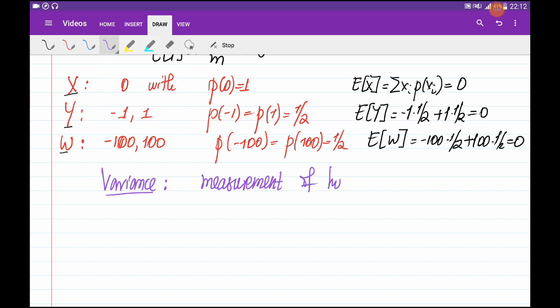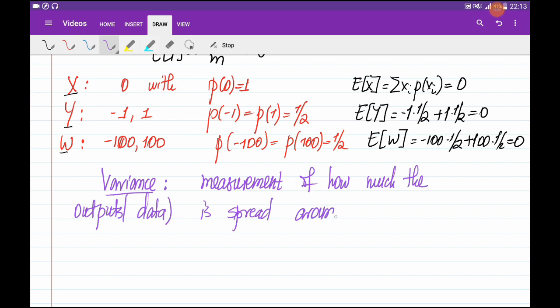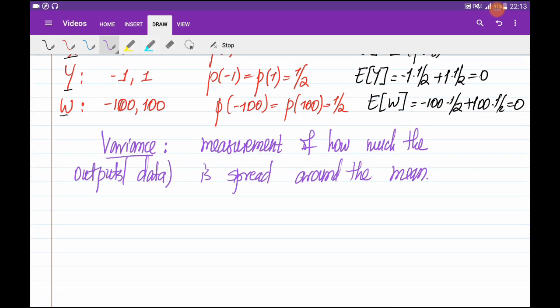Variance is some measurement of how much the outputs of the random variable, or usually the data, are spread around the mean. So the idea would be to find the mean.